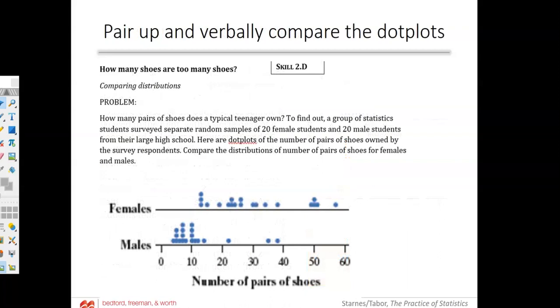So pair up and let's just try this verbally with your neighbor. Don't take notes on this. I want you to actually talk about these data pieces. This is for how many pairs of shoes does a typical teenager own? So evidently they took a sample of some females and males. This may surprise you. Well, we'll talk about it. So talk about it in context, as in the number of shoes owned by males and the number of shoes owned by females in those four areas. So start with shape. What's the shape? Talk about it.